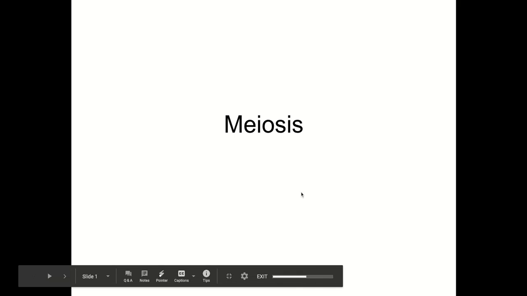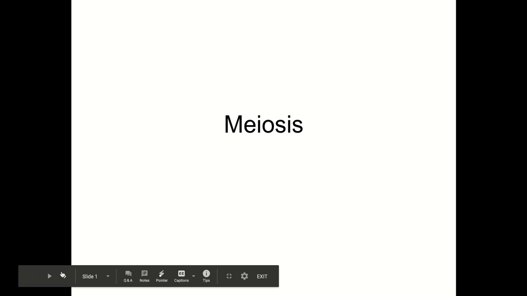All right, so today we are going to talk about meiosis. We're going to cover a little bit about the difference between meiosis and mitosis, and we're going to talk about why meiosis is so important for the continuation of a species. So we're going to start off with some vocab words.